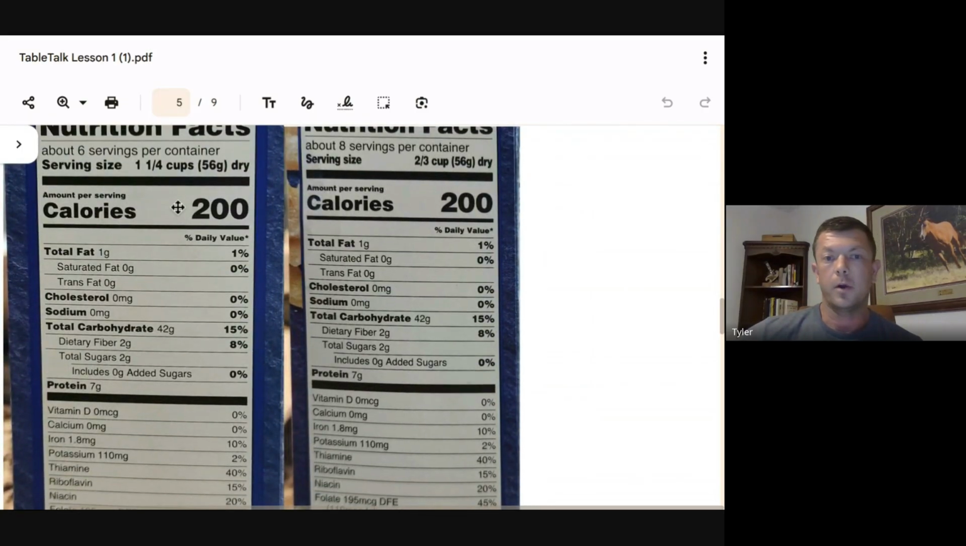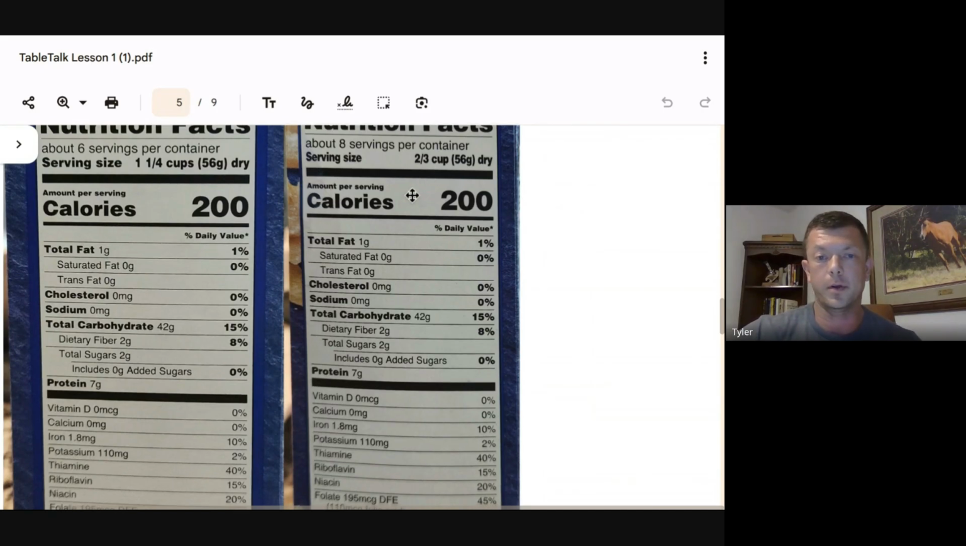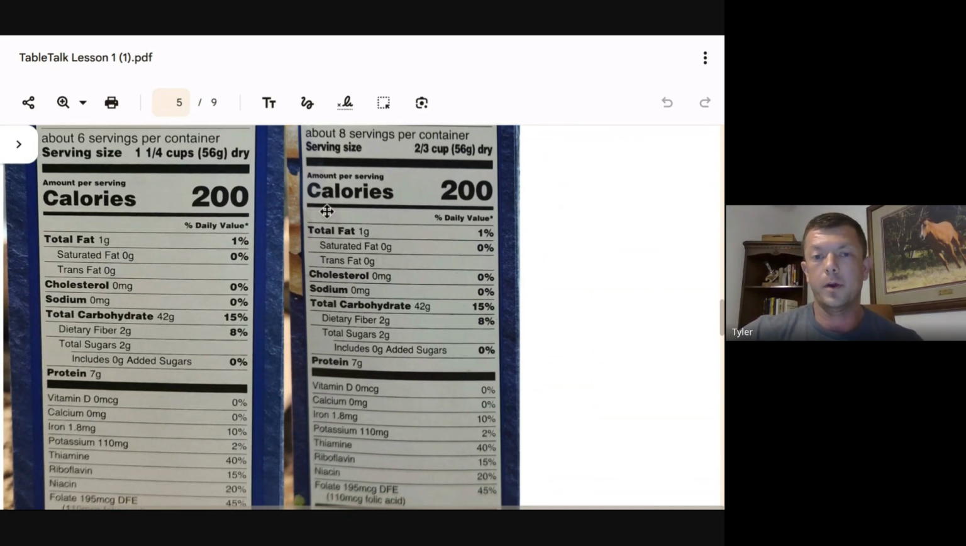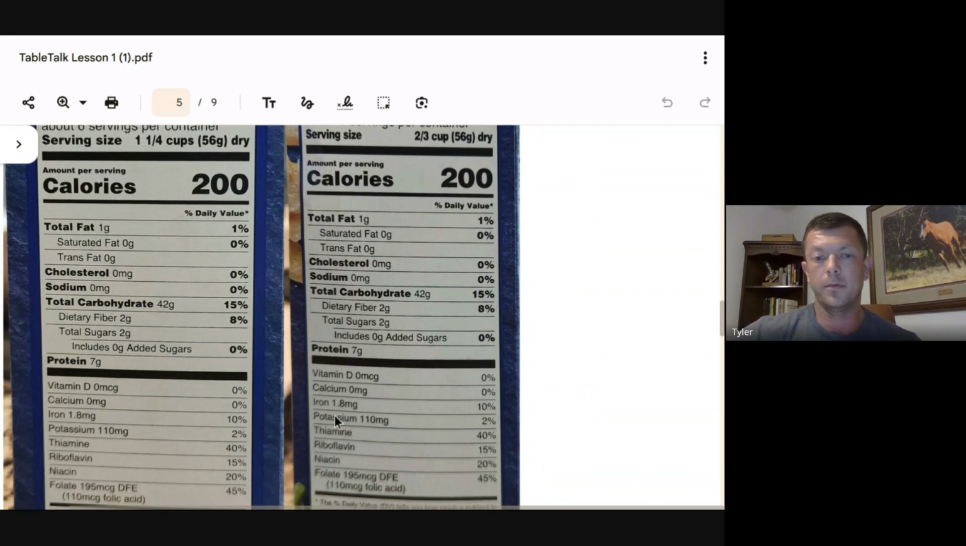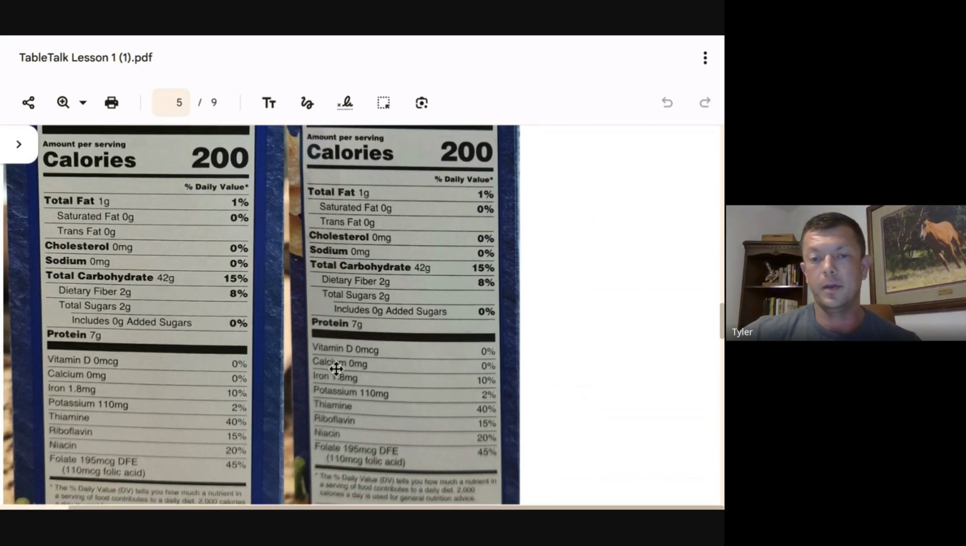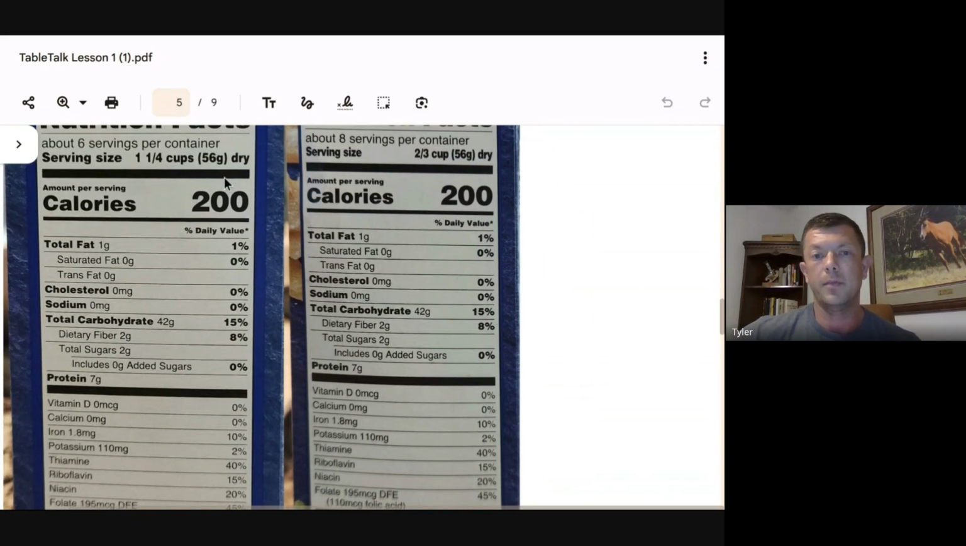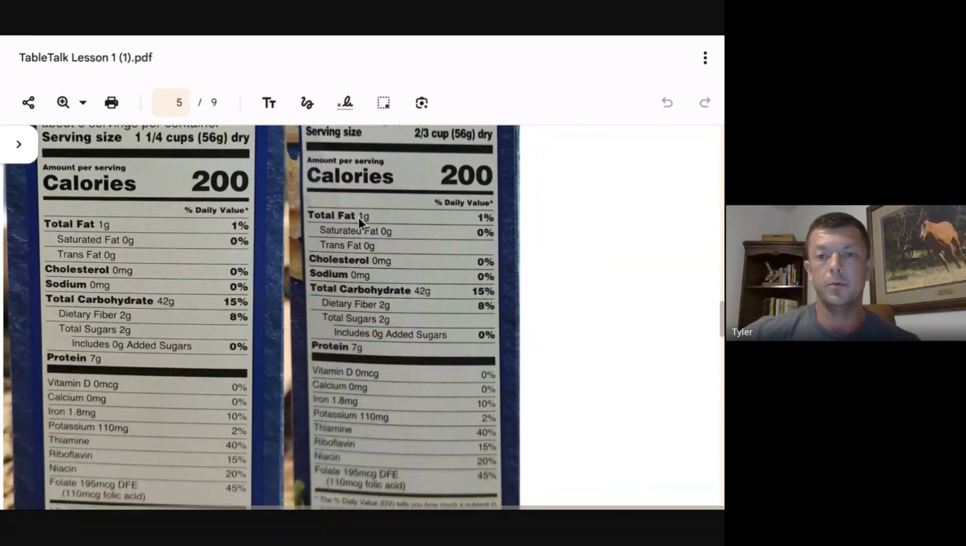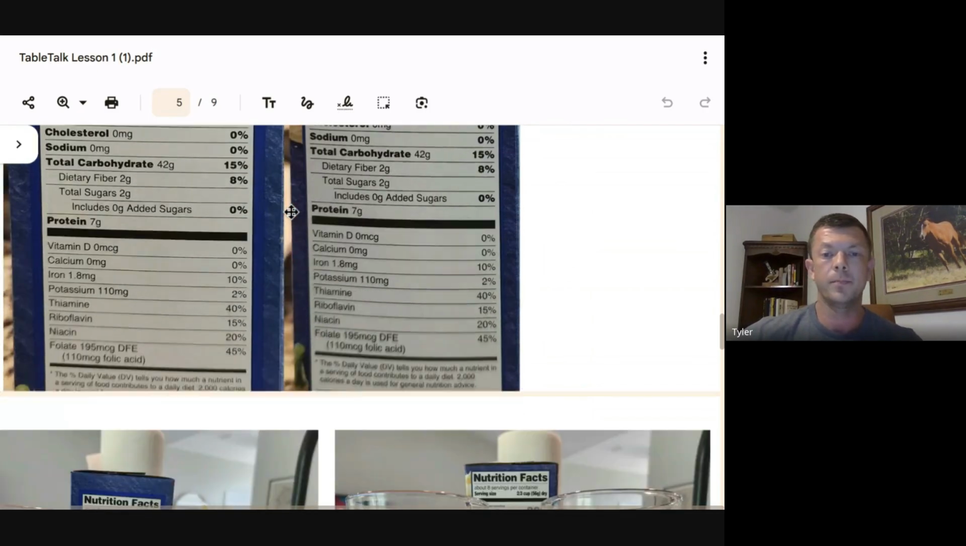So on the left is our bow tie pasta, 1 1/4 cups versus 2/3 of a cup. But then look what we have here. Same calories, same fat, same, all the way down, even down to the vitamin percentages and the ingredients. These are exactly the same product in a different shape, and the amount of them that you could eat is much different due to the size of them, the weight of the individual noodles, things like that.